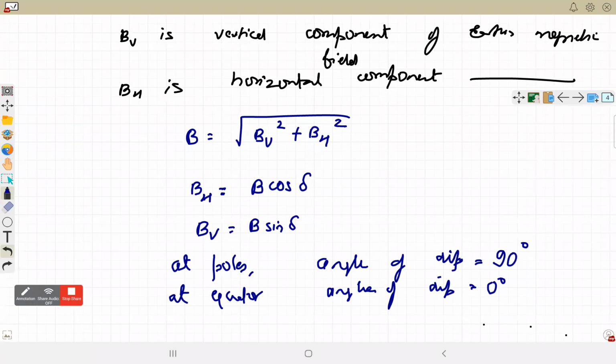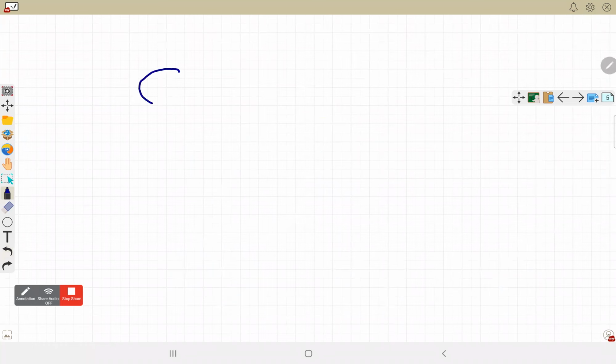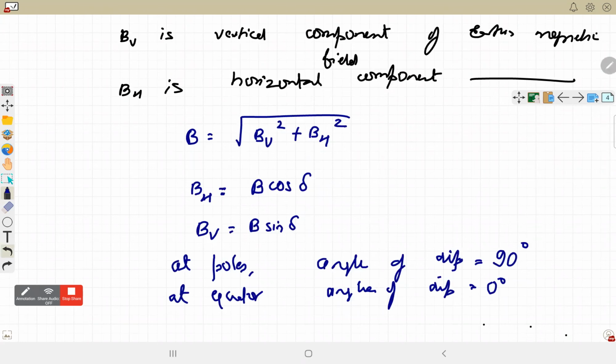Any magnet, when it is free to rotate, wants to attain the stable equilibrium state, so it will always align itself in the direction of the magnetic field. Yes? Sir, can you move to the previous page for a minute? Yes, boss. Done, Bharat? Yes.